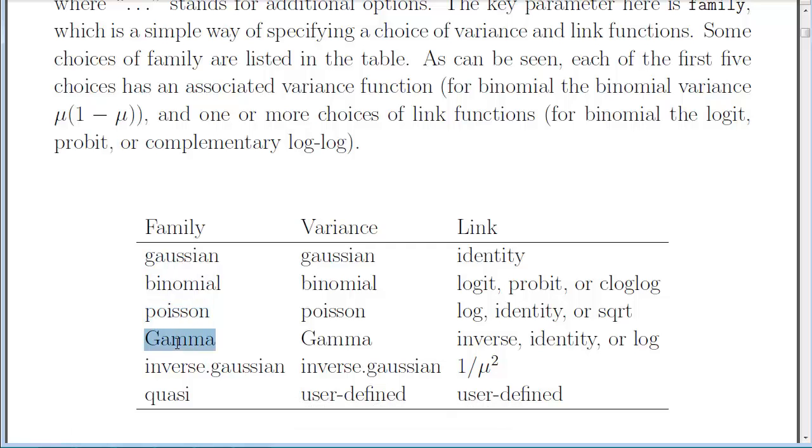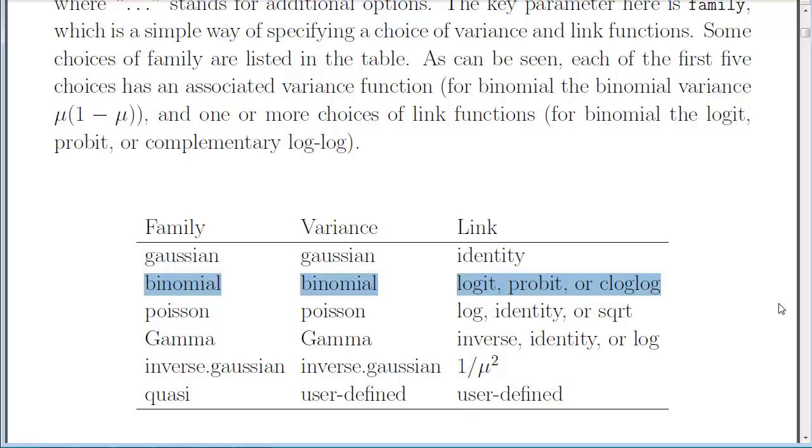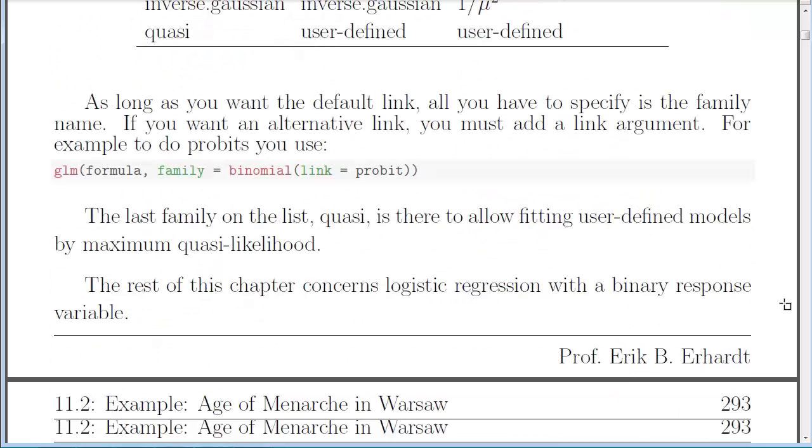Gamma distribution allows for a continuous response, but has a bit of right skewness to it. We can do inverse Gaussian, and then you could also define your own. But for this chapter, we're going to stick to this row, the binary logistic regression.